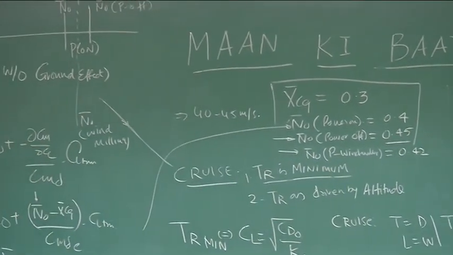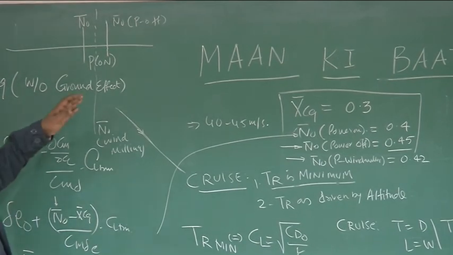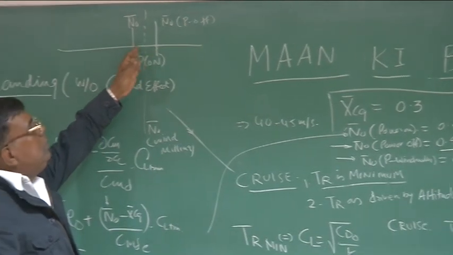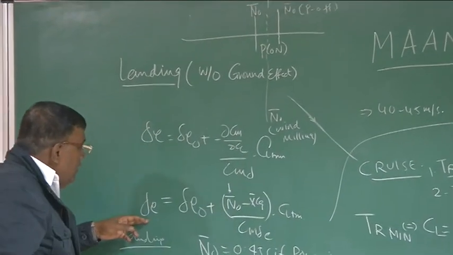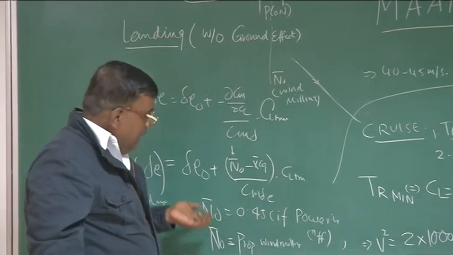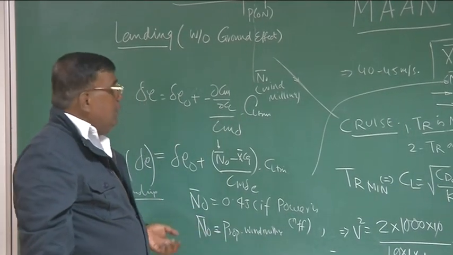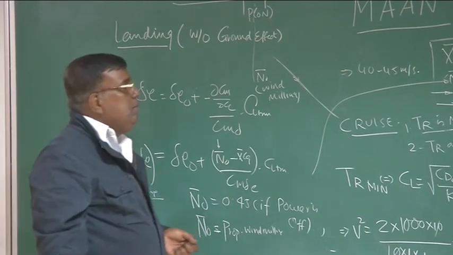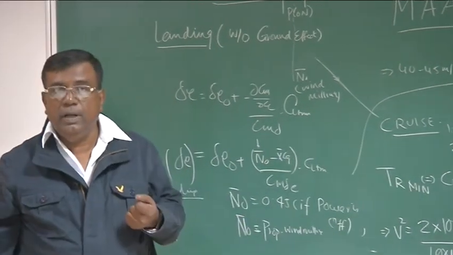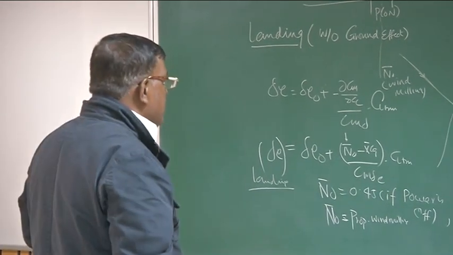The point is, whatever the number be, you need to understand that N naught for propeller windmilling will be somewhere between these two. And when I'm calculating delta E required for landing, I will be taking N naught corresponding to propeller windmilling. We will not take N naught corresponding to power on. Is it clear? That is what you should be very, very careful about. Okay? Thank you very much.